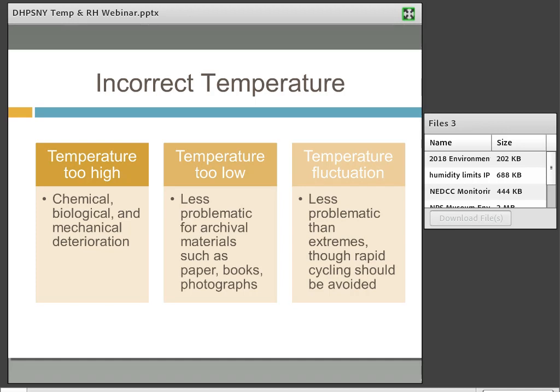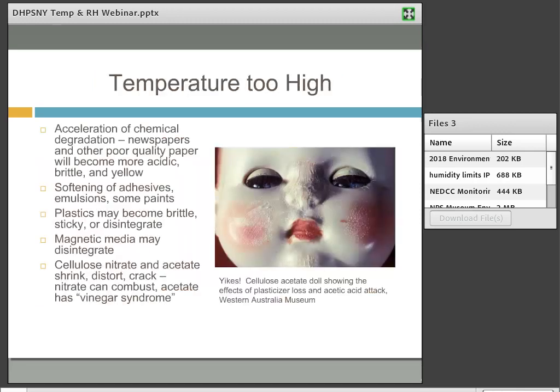Luckily, you do have a little bit more leeway when it comes to temperature ranges for archival materials in particular, and that's good. So for archival materials specifically, high temperatures are the most problematic out of the high-low fluctuating possibilities.